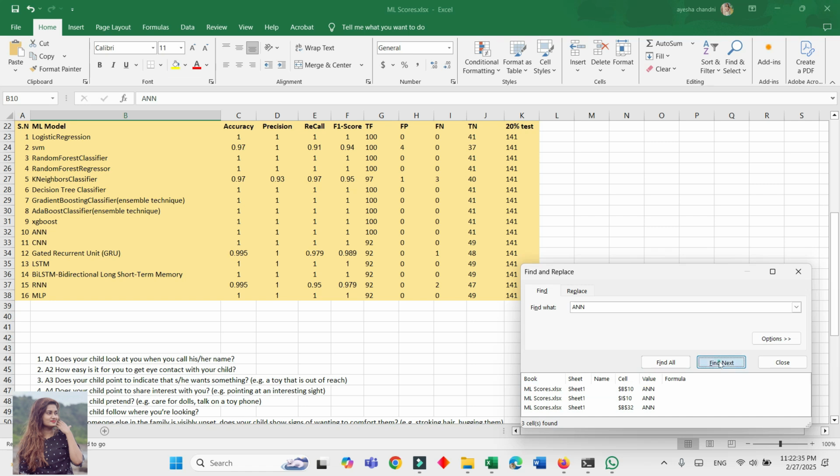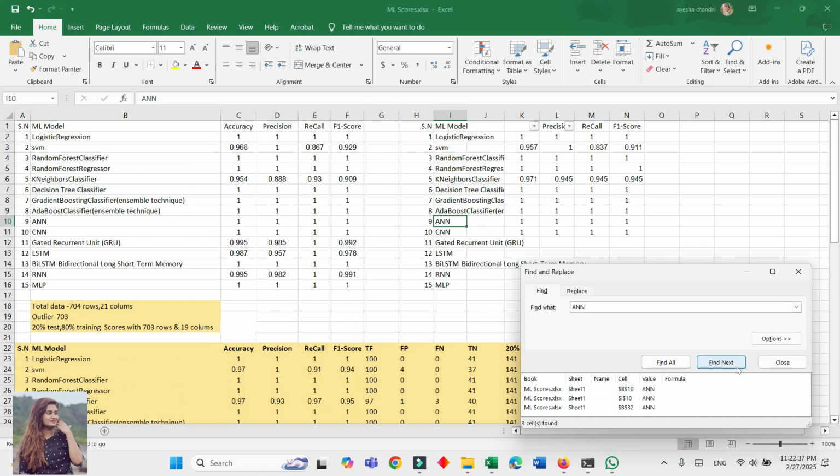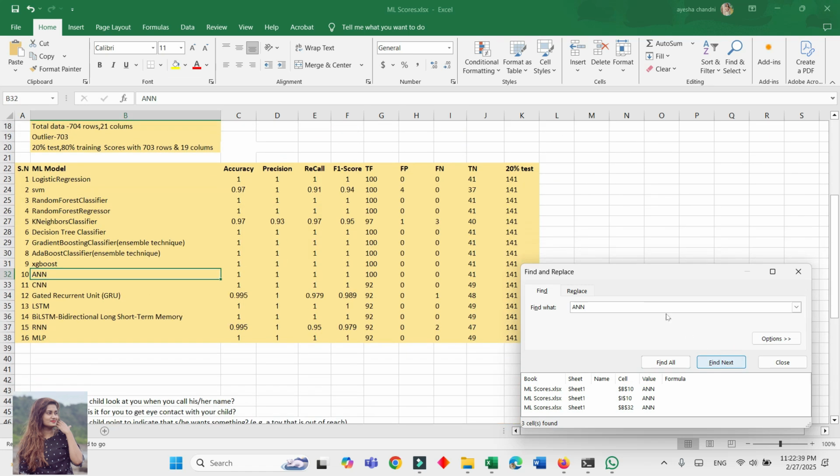So find next. See here and find next. See here. So in this way we can do these things.